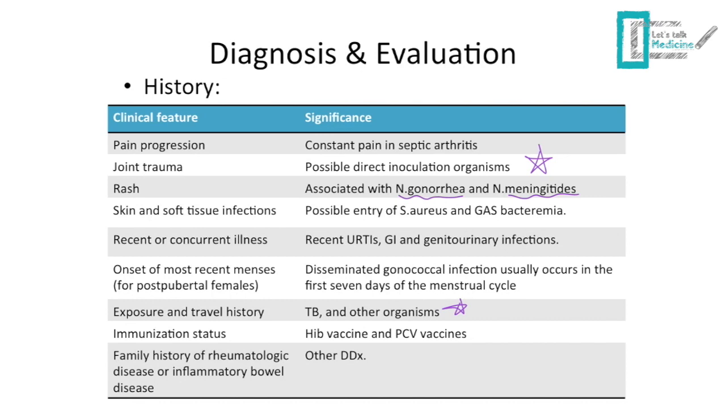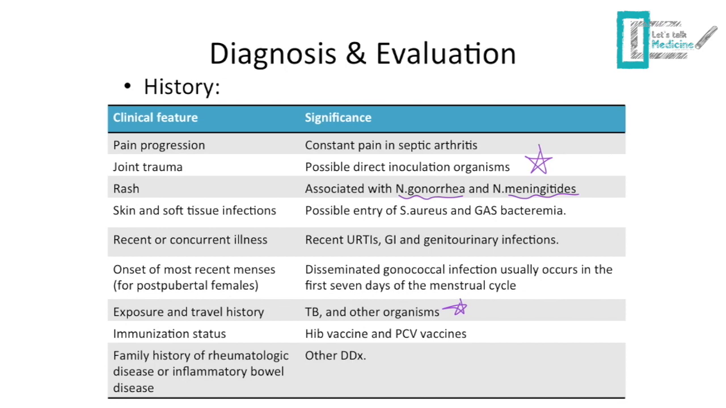Ask about skin and soft tissue infections, because sometimes Staph aureus and Strep agalactiae and pyogenes can cause them. Also ask about recent or concurrent illness, because sometimes we have in the differential reactive arthritis after an upper respiratory tract infection, or a GI or genitourinary infection. So it's really important to ask about this.